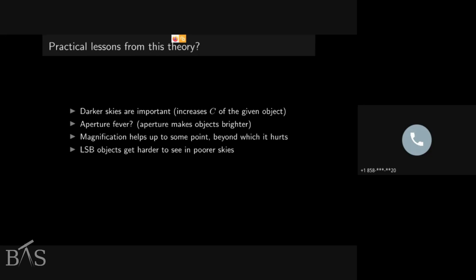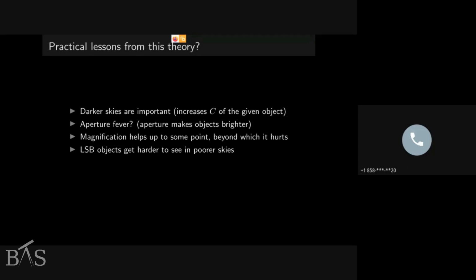The other key thing is that magnification helps up to some point, beyond which it hurts. The idea is that as you magnify, initially you make the object bigger and you make the sky background darker, but you also spread the light of the object. It's the same idea as surface brightness. You spread the light of the object over a larger region, so the object becomes fainter, the sky background also becomes fainter, but the object becomes bigger. That effect of making the object bigger helps up to some point, after which you are making the object more and more faint, and so that's not helpful. So there's some optimum magnification for an object and a sky condition.